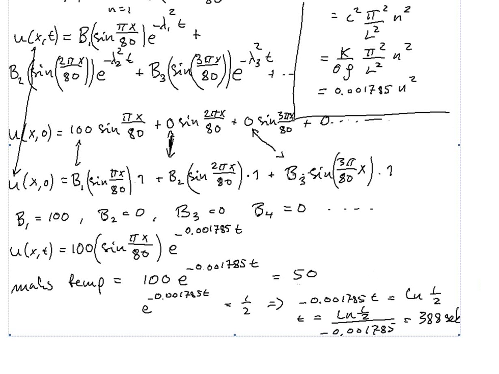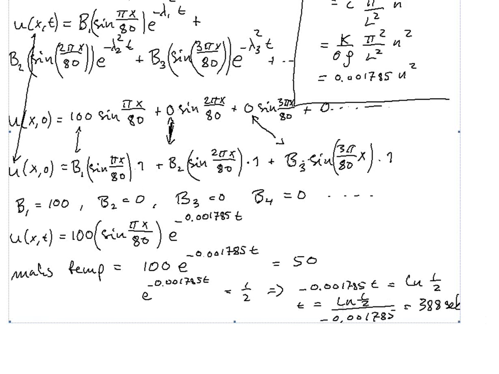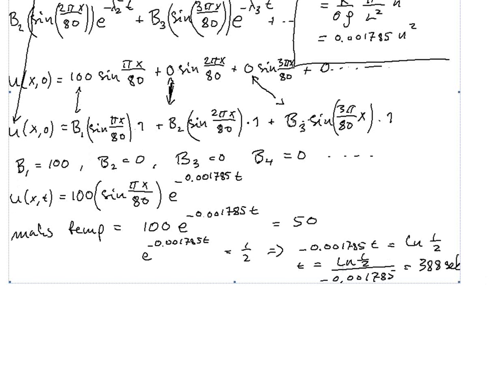And in order to find this t, it's rather trivial. We just divide both sides of this equation with 100, get this equation, taking the logarithm on both sides, and then we obtain this equation, and immediately we can divide with this constant and we get the time t. And computing this numerical value, we find that it takes 388 seconds until this maximum temperature is 50 Celsius.